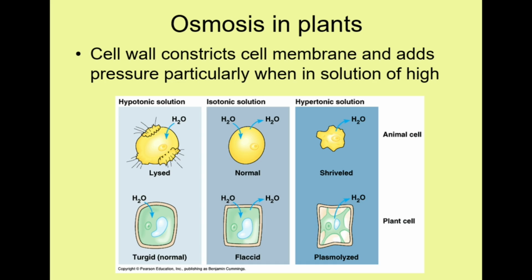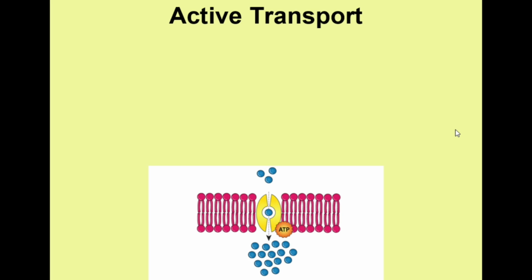Osmosis then, it's very, very different in plant and animal cells, but it's still adhering to the same rules, that water will diffuse from an area of low solute concentration to an area of high solute concentration. So keep that in mind, because it becomes important in later sessions.